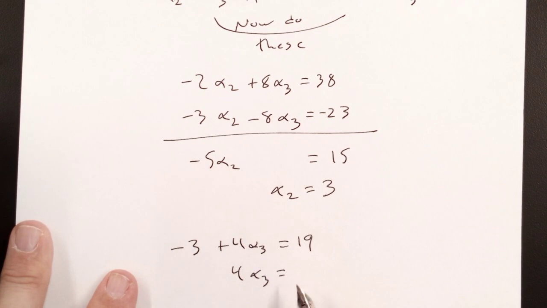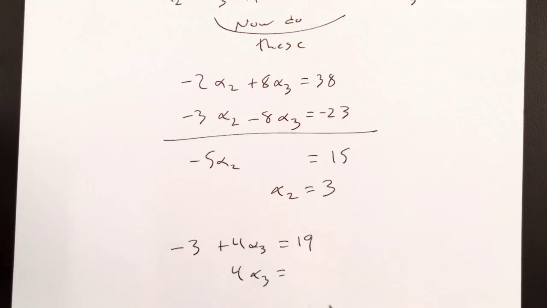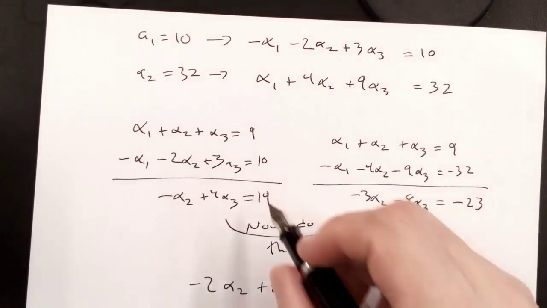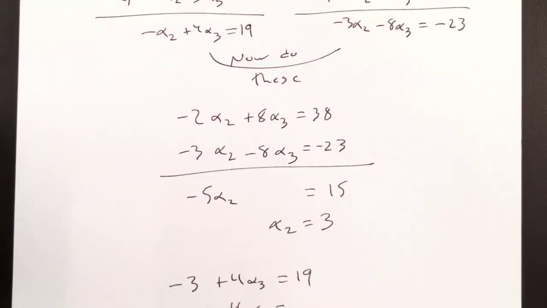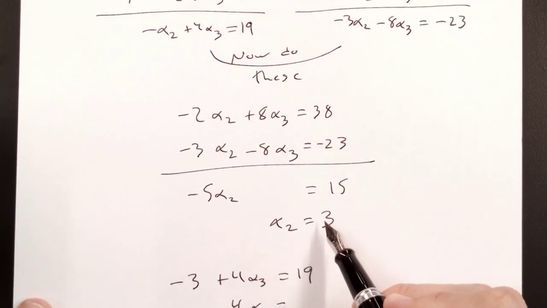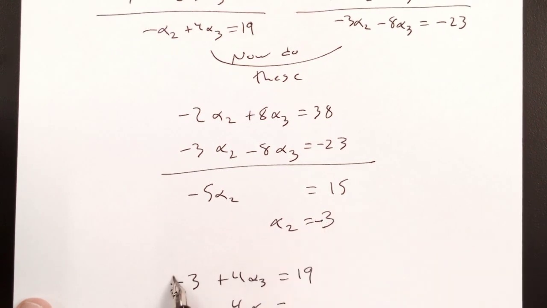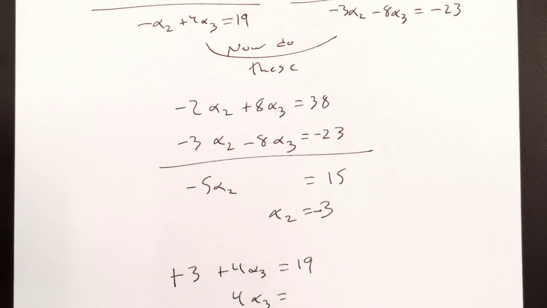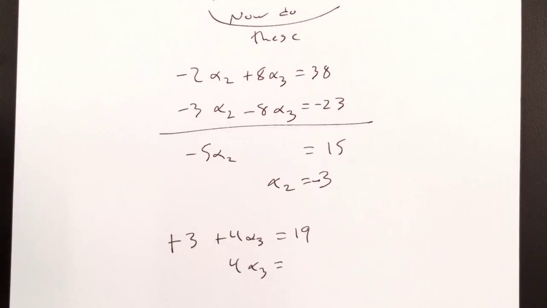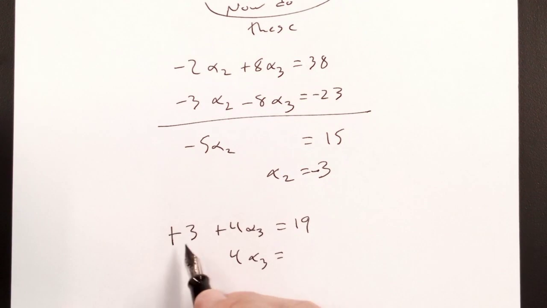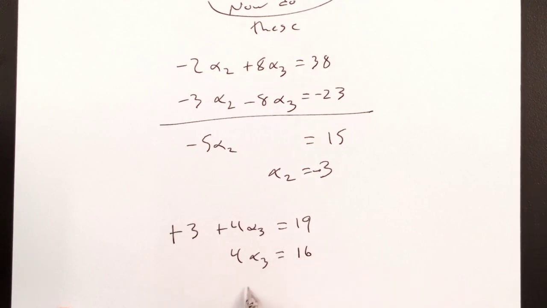Oh, wait a minute. Nope. I made a mistake. Where's the mistake? 5, 14 by 6, 38. That's a 19. But my mistake is here. I divide by negative 5, which makes that a plus. Helps if I don't make a sign error, minus 1 to me. So 4 alpha 3 is 16, alpha 3 is 4.